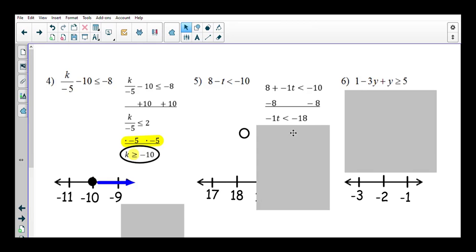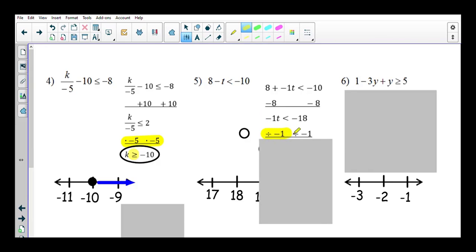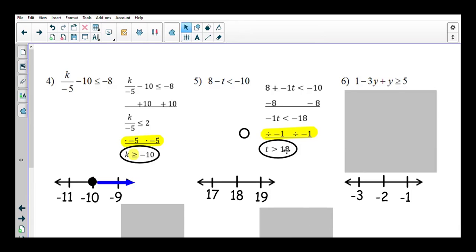The inverse of multiplying by negative 1 is to divide by negative 1. Like our last question, though, we're dividing by a negative, or multiplying by a negative, as it was in number 4. So we're going to flip our inequality symbol around. So the t is going to stay on the left, but our symbol goes from less than to greater than. And of course, negative 18 divided by negative 1 is positive 18.